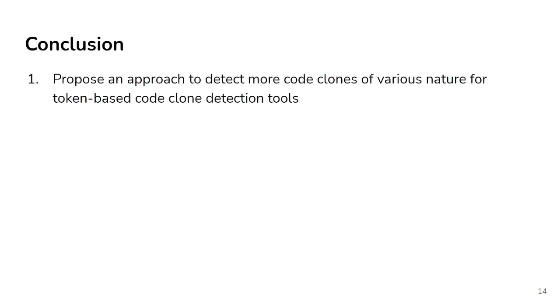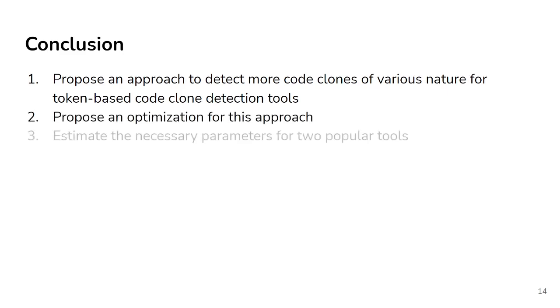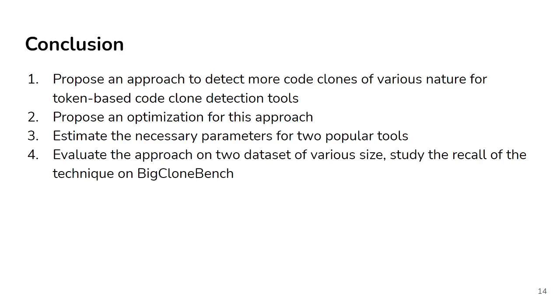Let us conclude now. First of all, we propose an approach to detect more diverse clone pairs for bag of tokens-based clone detectors by running the tool with different parameters and merging the results. We also propose a possible optimization for this approach. We estimate the necessary parameters for 2 popular tools, SorcererSC and CloneWorks, and finally, we evaluate the approach on 2 different datasets of various sizes and study its recall on BigCloneBench.